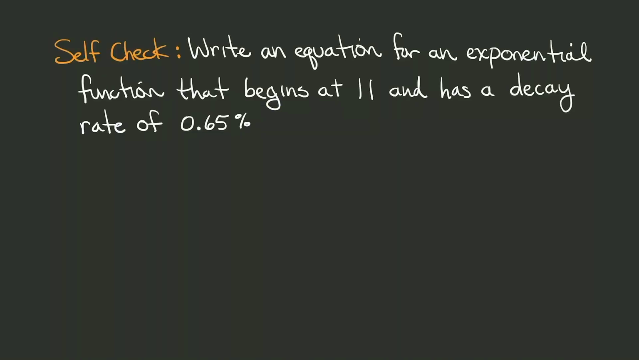Let's check for understanding. Work this one out on your own first and then come back and double check your answer. Here we're supposed to write an equation for an exponential function that begins at 11 and has a decay rate of 0.65%. We know that our function is going to look like y is equal to a times b to the x. A is the initial value, and the prompt tells us that the function begins at 11, so a is equal to 11.